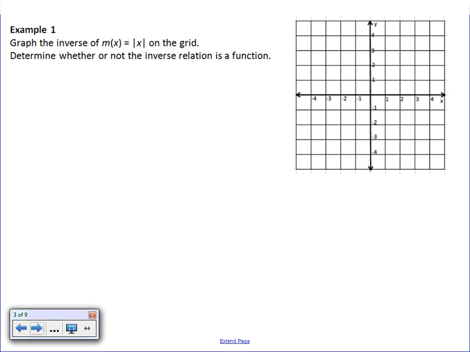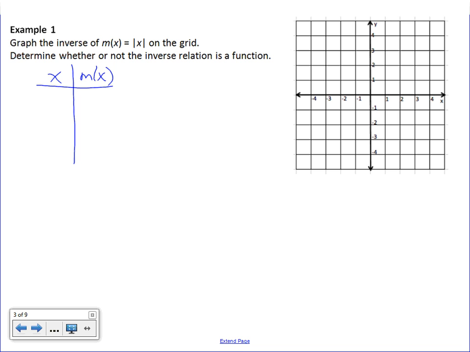Okay. So, example 1, graph the inverse of m at x equals the absolute value of x on the grid. Determine whether or not the inverse relation is a function. So, graph the inverse. So maybe before, the easiest way to graph an inverse of a function is if you know the original points on the original function, figure out a few of those, and then all you have to do is do what to those points? Switch x and y.